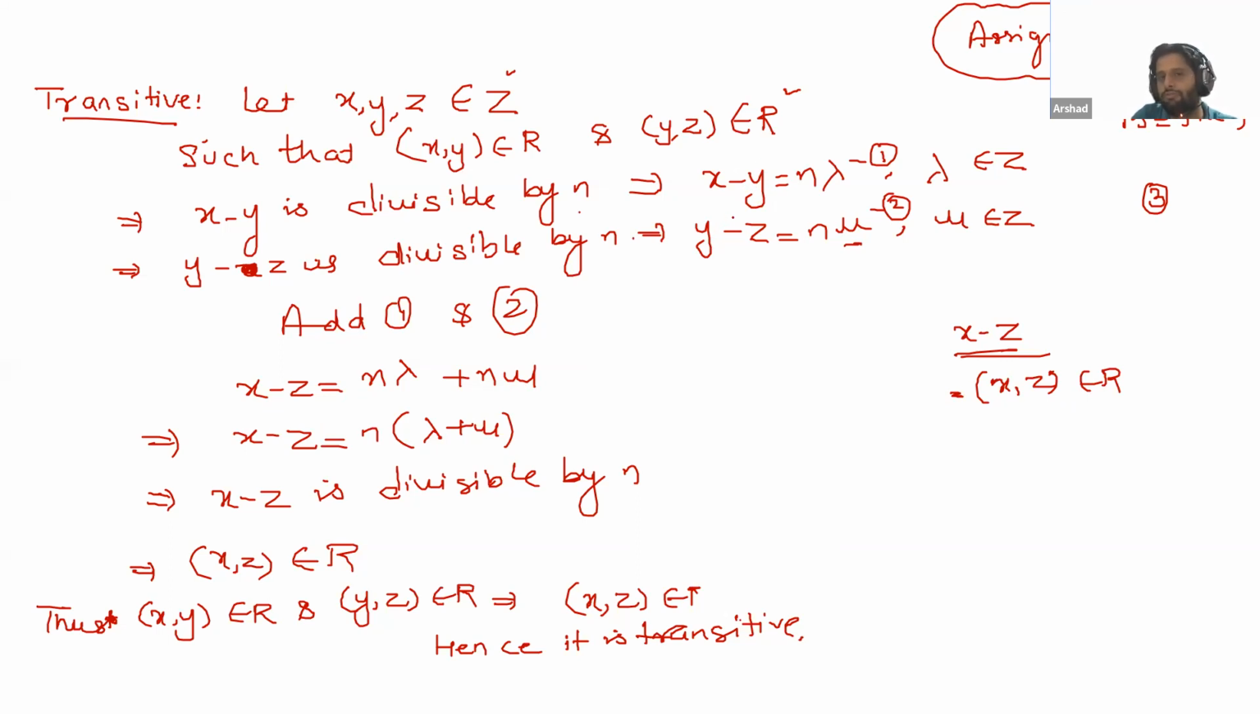So from these two equations, how do we get x minus z? We need to remove this y, and we can do that by adding both equations. Then x minus z is equal to n lambda plus n nu, and you can take n common. If n is outside the bracket, then we can say that x minus z is divisible by n. If it is divisible by n, then it belongs to the relation R. That's why we say that this is transitive. Umair, is it clear?